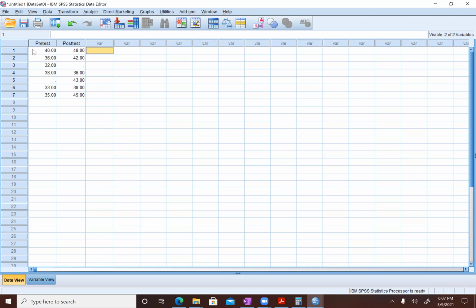Now, this is clearly a dependent sampling because it's the same student who is given the test before and after. Same students given the test before and after. So to do this analysis, we want to get a confidence interval, let's say of 95%. Is there an effect of taking this course?